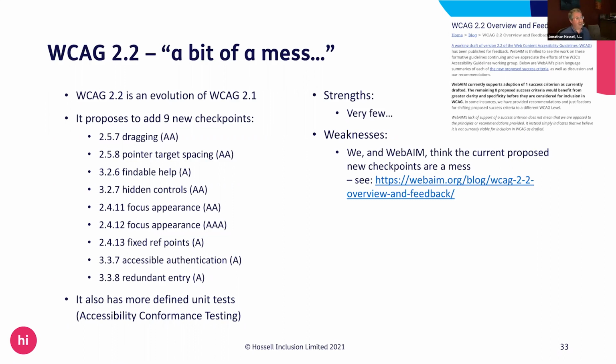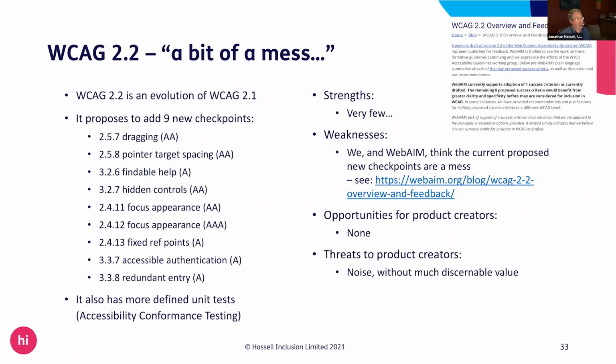It's pretty much a load of things that are kind of interesting and kind of useful, but really badly thought through at the moment. So what to do about 2.2? There are no opportunities, I think, for product creators from this. There's nothing in here that's going to make you loads of money. The threat is loads of noise that you could do without because you've just gotten to grips with 2.1. It's got no discernible value.